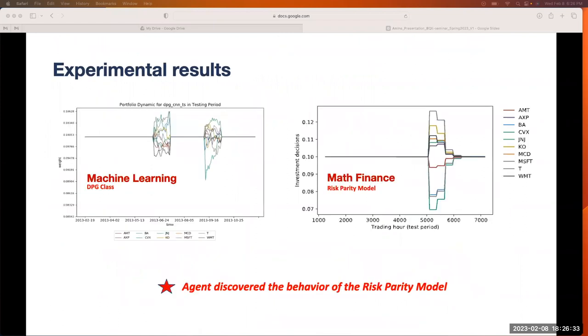One interesting result from this work is that some of our algorithm variations discovered common investment strategies. Here is an example where an algorithm mimicked the risk parity model. Our algorithm, the machine learning one, is on the left, and the mathematical model is on the right. The y-axis shows the investment decisions, or the amount of portfolio weight for each asset.